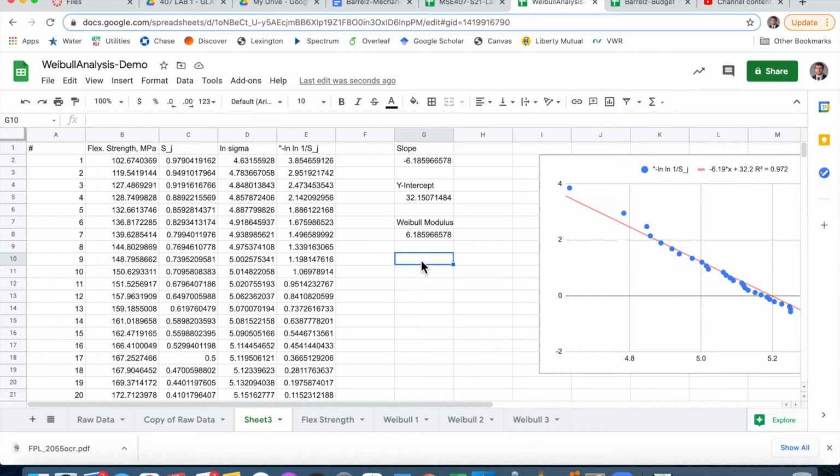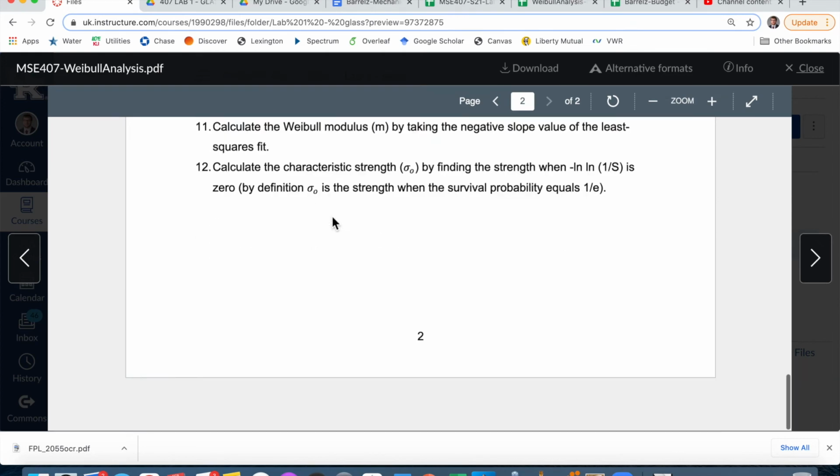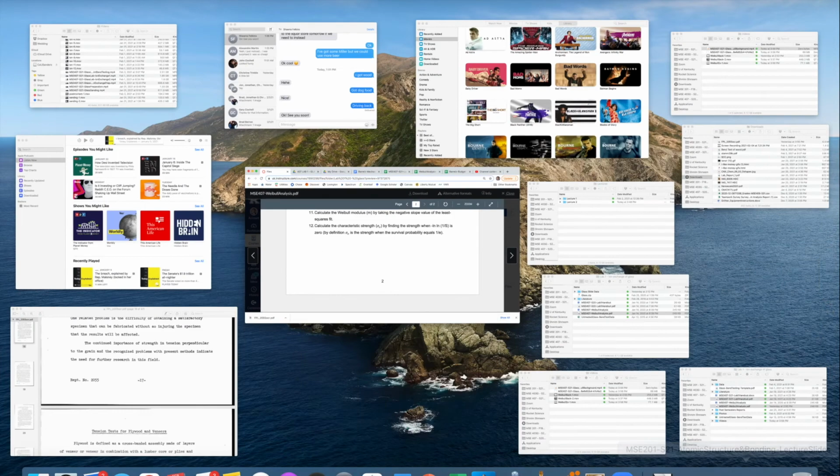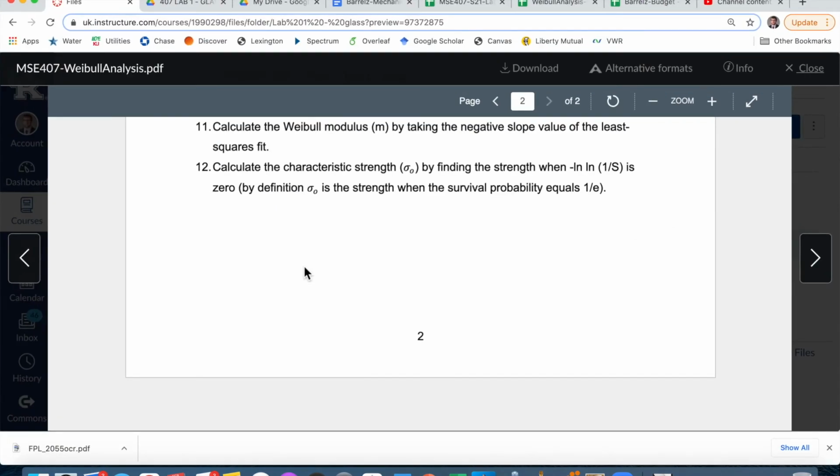And then the characteristic strength, and this will again be in megapascals because that's our base unit. And so for this, we need to go back to the slides for a second. So I'll transition over there and show you how we're going to calculate the characteristic strength.